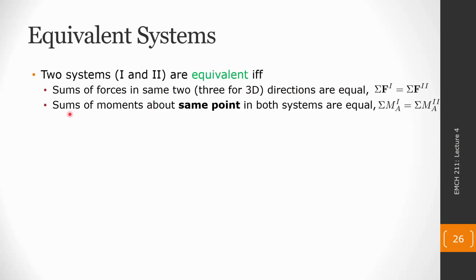And the second condition, if we sum moments around the same point in both systems, they must be equal. So in this equation here, the sum of moments in system 1 around some point A is equal to the sum of moments in system 2 about the same point A. Now it doesn't matter where A is, it just matters that it is the same point in both systems. If we sum moments around different points in the two systems, very likely they're going to have a different total moment about them, and that's okay. But with the same point, they must have the same value in order for our two systems to be equivalent.